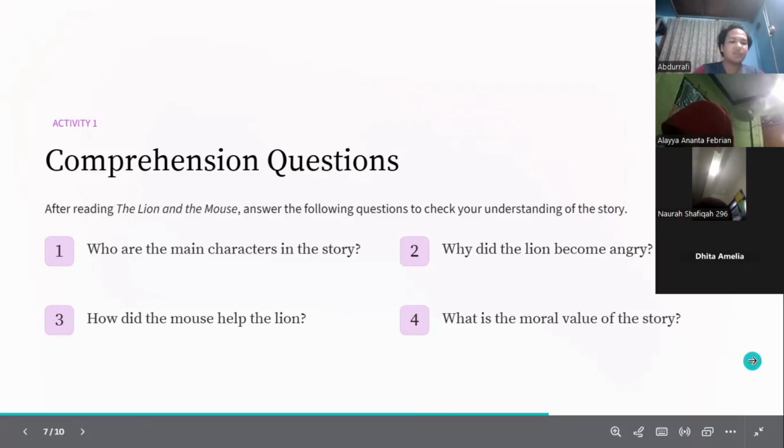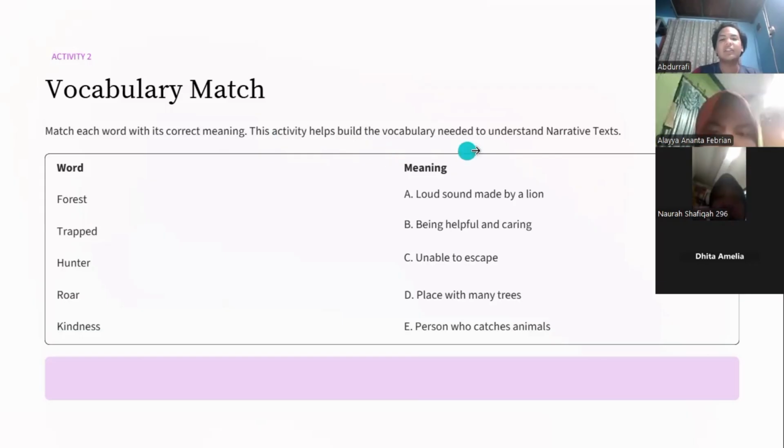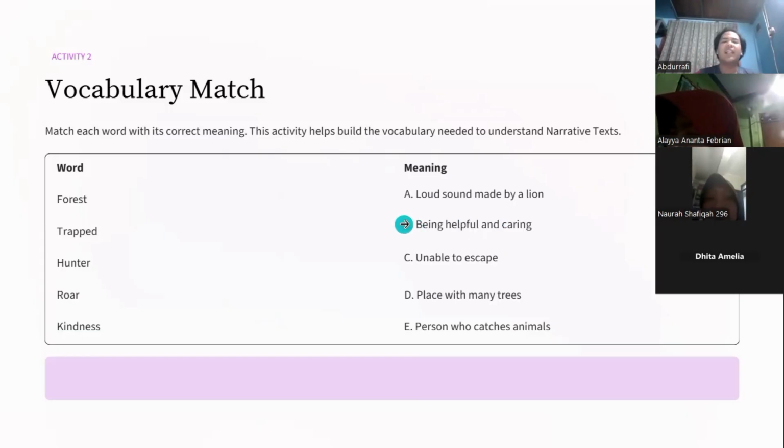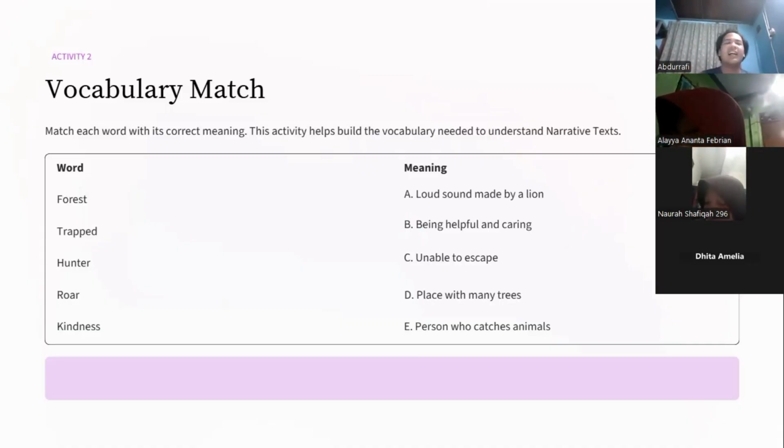Okay, now let's improve our vocabulary. Match each word with its correct meaning. This activity helps build the vocabulary needed to understand narrative text. Okay, so here there are some words. Your task, please match them with the meanings on the right side. Okay, for the first word, forest. What might the meaning be? Can anyone answer? Me, Mister. The answer is D. Plant many trees. Yes, exactly correct. Thank you, Naura.